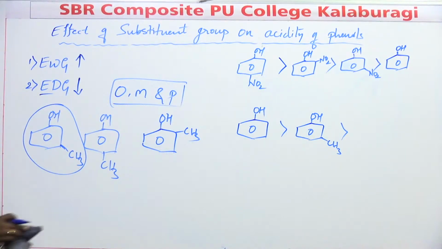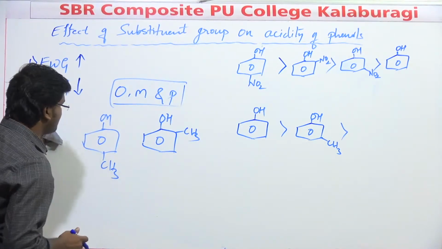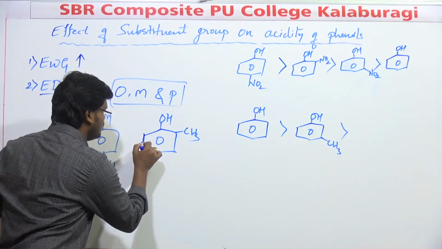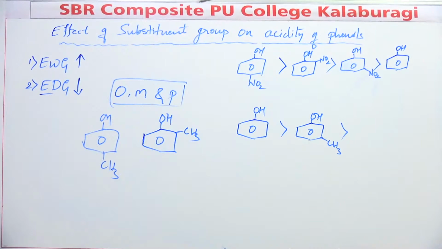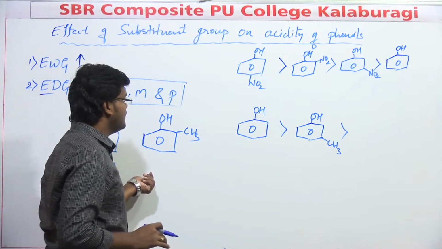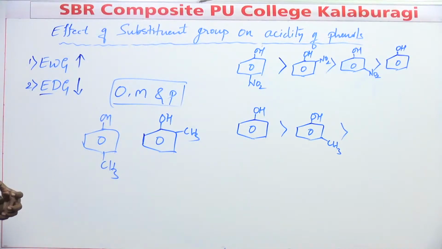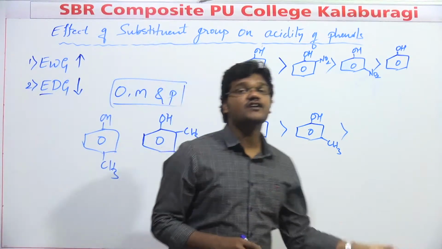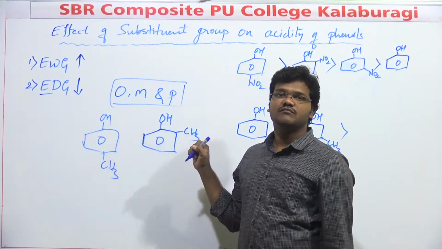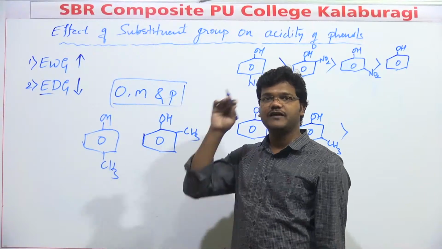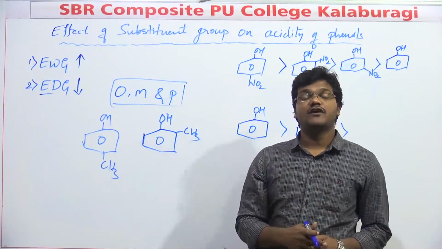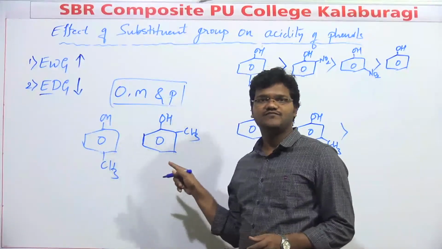Among para and meta, that is over now. Now compare only ortho and para. Among ortho and para, where will the effect be more? It's very simple. We know that as distance increases, the effect goes on decreasing. So the effect will be more at the ortho position. It will be less at para.